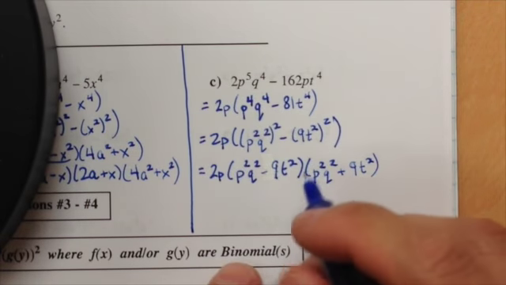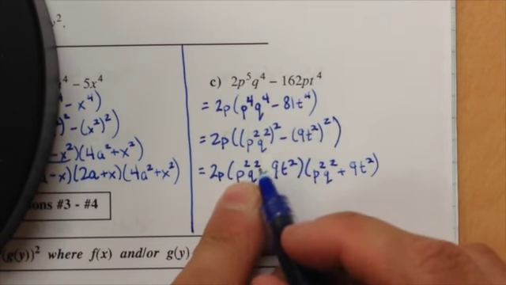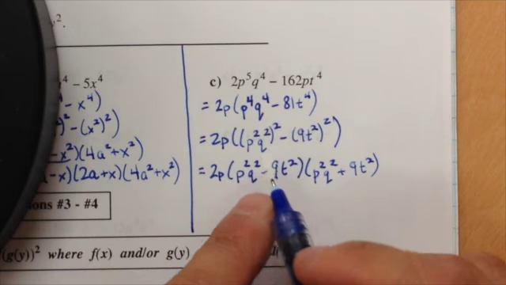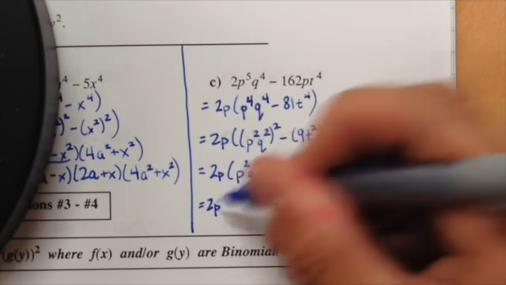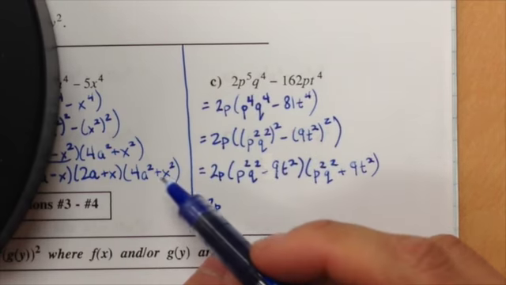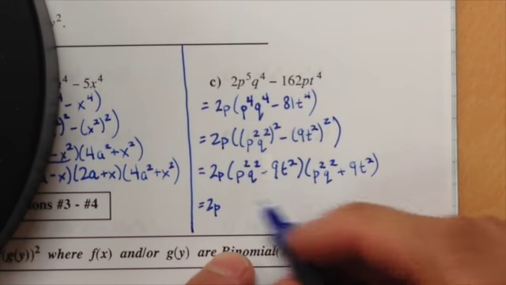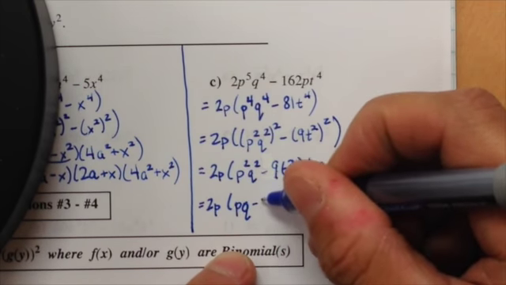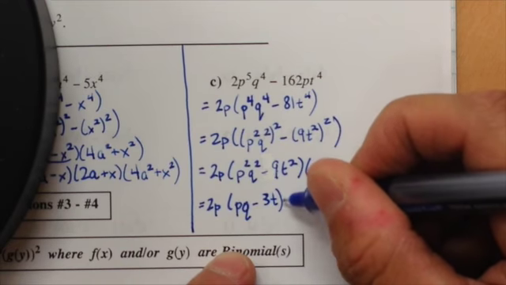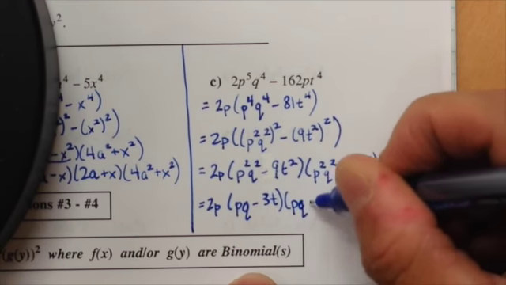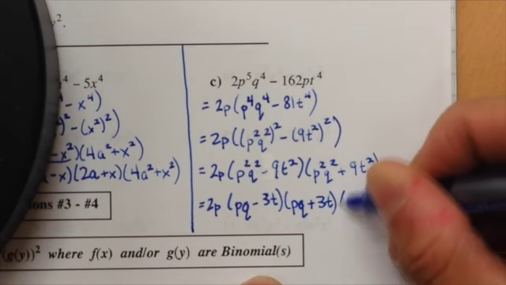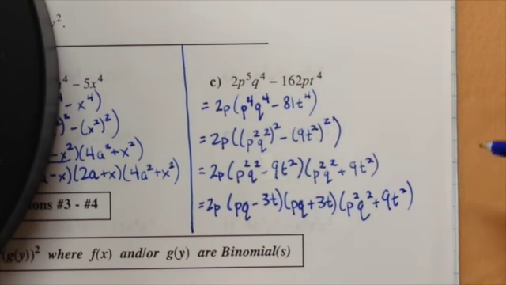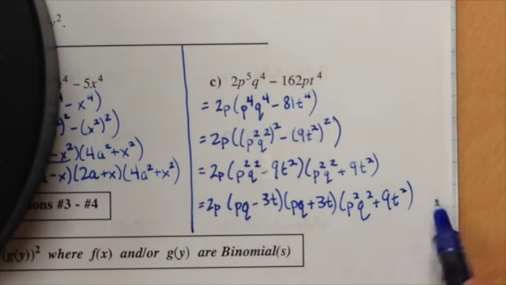So I have p squared q squared minus 9t squared times p squared q squared plus 9t squared. If I look at p squared q squared and negative 9t squared, I can factor this down further as a difference of squares. Then I'll end up, just like the question over here, with three terms: pq minus 3t times pq plus 3t times p squared q squared plus 9t squared. And that is my final answer.